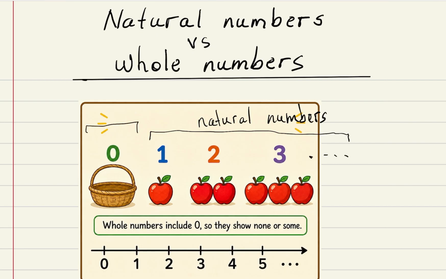So we came up with 0 because if you have nothing in the basket, like we see here, then we would need to describe what that is. So we came up with that number as 0. So whole numbers are essentially natural numbers but include 0.